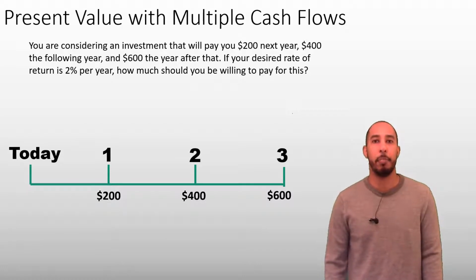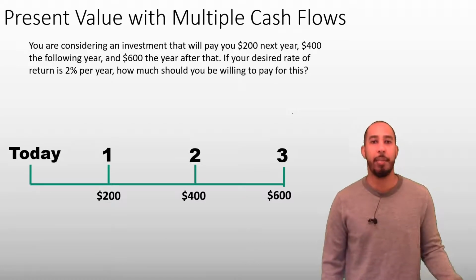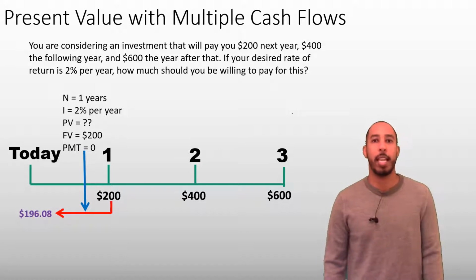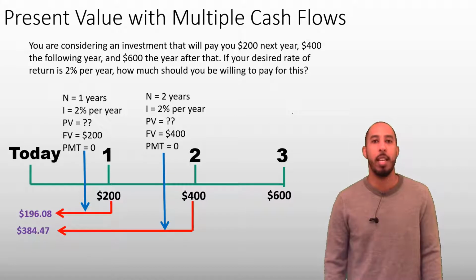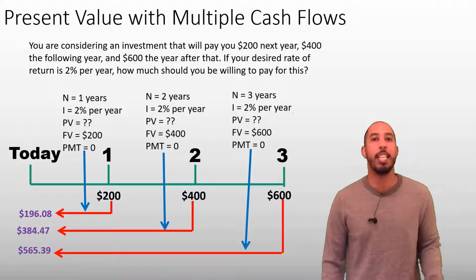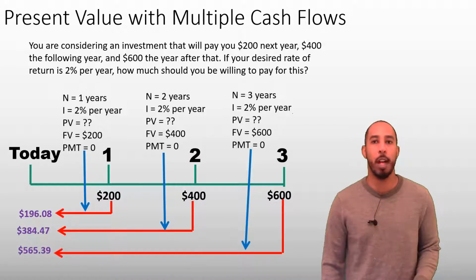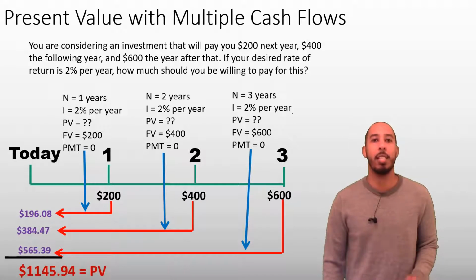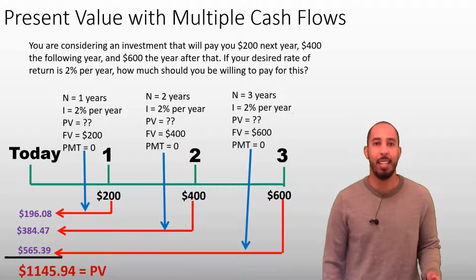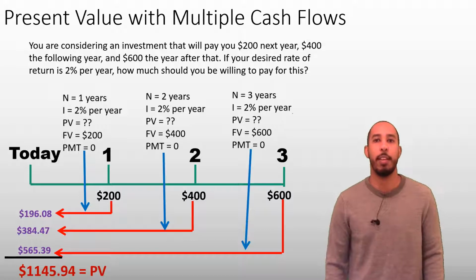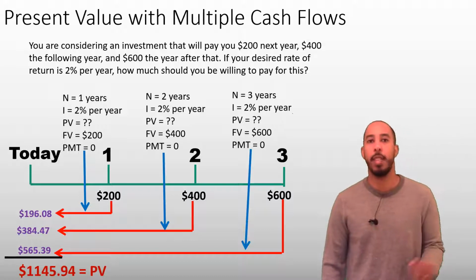To do this, I'll simply find the present value of each one, then add them together. The $200 I'll receive in year 1 is worth $196 today. The $400 I get in year 2 is worth $384 today, and the $600 I receive in year 3 is worth $565 today. Since each of these cash flows is now in terms of time 0, I can simply add them together, giving me a total of $1145. This is how much the investment is worth today. And again, these values are equivalent. $1145 today is the same as receiving $200, then $400, then $600.